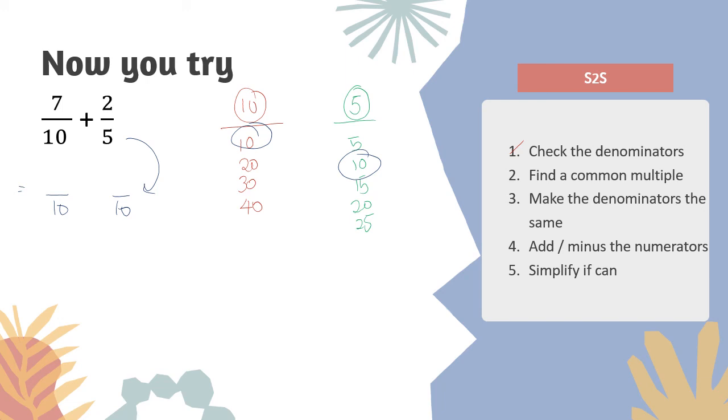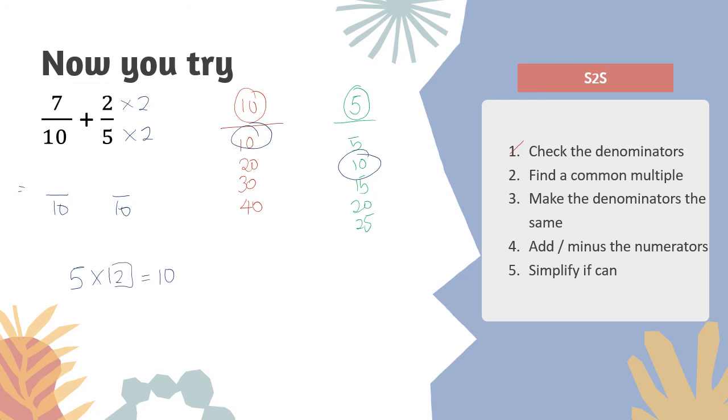So how are you going to do that? You are going to multiply it with a number to give 10. So 5 times what gives 10? 2. So you need to multiply this number by 2. So whatever you do to the bottom, you have to do to the top. So you have to times it by 2 as well.